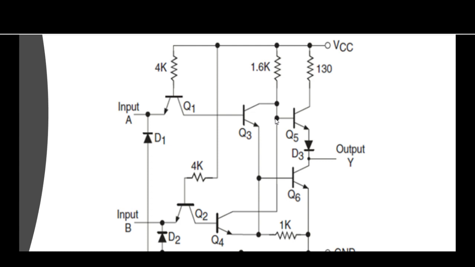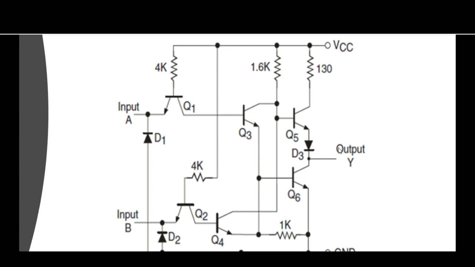Since Q4 is turning on, the emitter of Q4 is 5 volt, which is coupled to the base of Q6. Now this time Q5 will turn off and Q6 will turn on. As Q6 turns on, its collector voltage drops to 0, output Y equals 0. That means for the NOR logic as we needed, A equals 0, B equals 1, output Y equals 0.